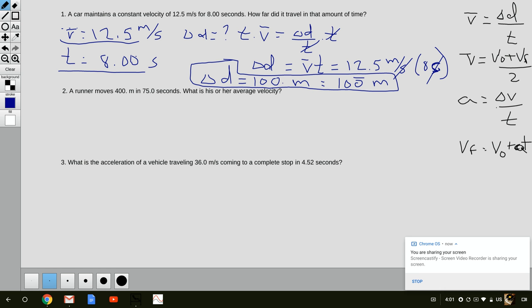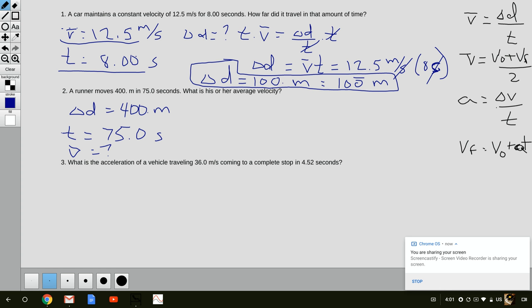So again, we're going to write down all of the stuff that we know. So it moves 400 meters. That would be a displacement. We know that it's 400 meters. I'll put the decimal point there to remind us that that's 3 sig figs. They give us a time of 75.0 seconds. And they are asking for what is the average velocity. So that's what we're going to try and solve for here.